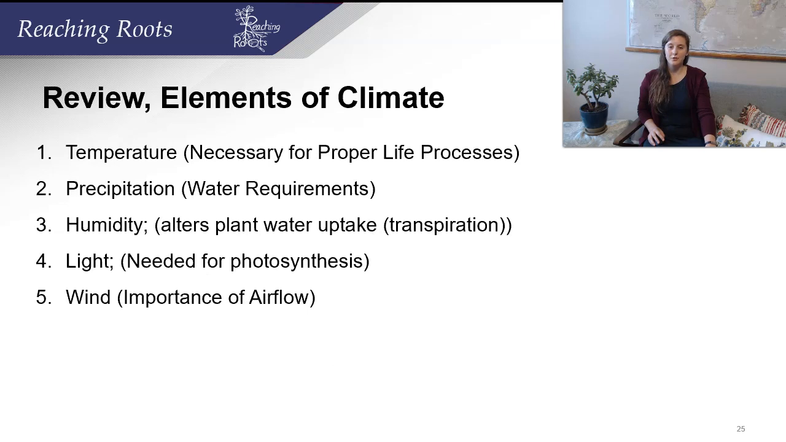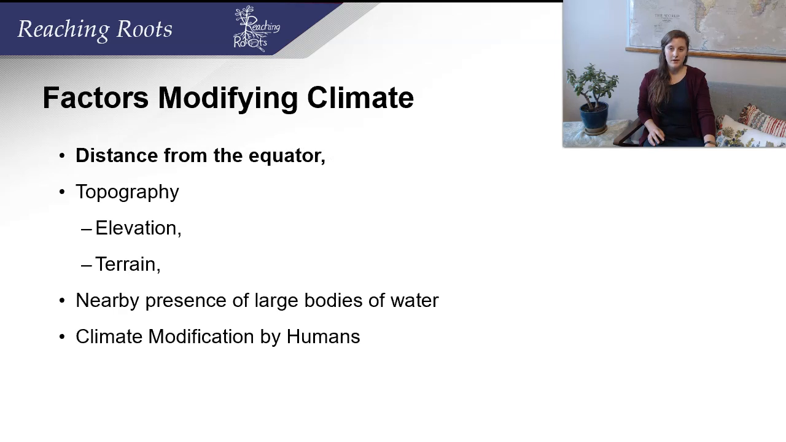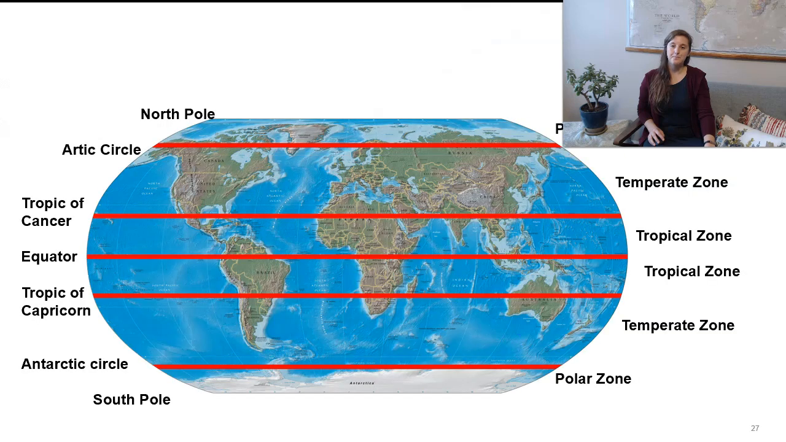So in review, we talked about how temperature, precipitation, humidity, light, and wind are elements of climate. There are some other factors that modify climate, and we're going to talk about them now, such as distance from the equator, topography, such as elevation and terrain, and the nearby presence of large bodies of water. Climate modification by humans will also be discussed.